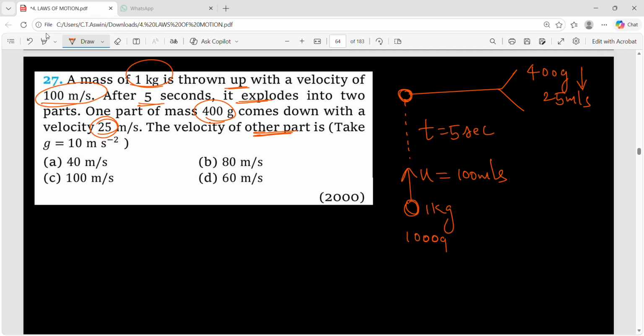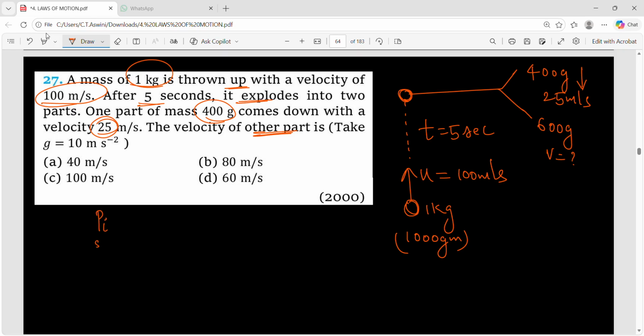So the total mass is 1 kg, that means 1000 grams. So if the first part is 400 grams, what is the second part? It is 600 grams. How will it move? Upward or downward? Generally it should be upward, to conserve the momentum. If not, you will know it from the problem also. When you solve it, you will understand. So what is its speed? We don't know. That is a question mark. So we'll do one thing. The mass is exploding after traveling for 5 seconds.